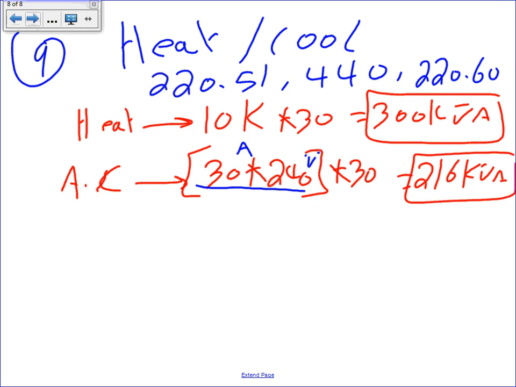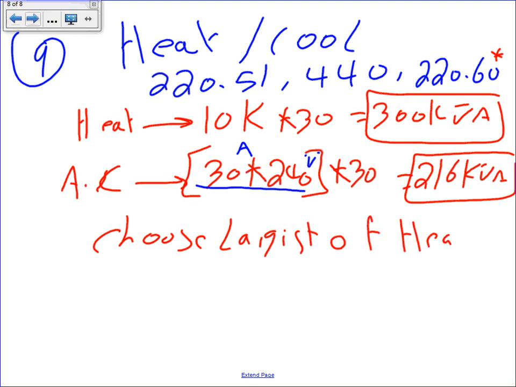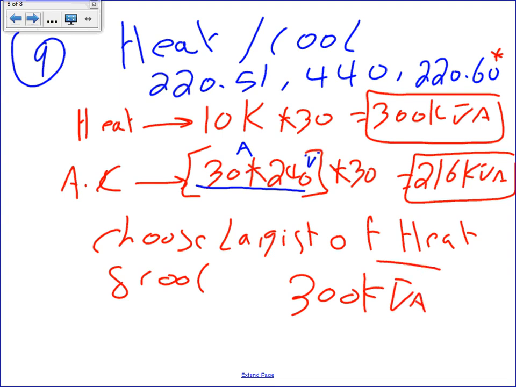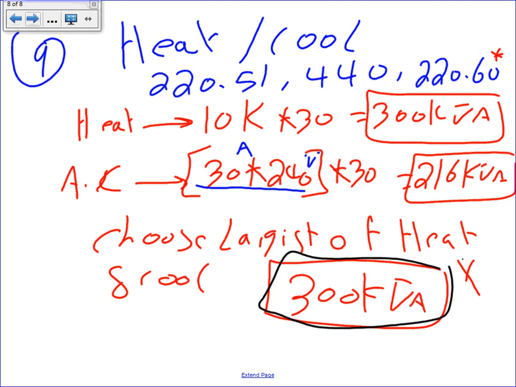Okay, so can you guys choose now, based on the non-coincidental loads, which one you would use for this step? Choose the largest of heat and cool. So the largest of the heat or the cool is what? 300 kVA. Anybody have any problem with this? This is the one I'm going to be carrying all the way downstream. Any questions about this? You take the largest. Most of the time, guys, your AC is the largest. Here, our example was wacky, so we end up with the heat being the largest. But it really doesn't matter. You pick the largest.